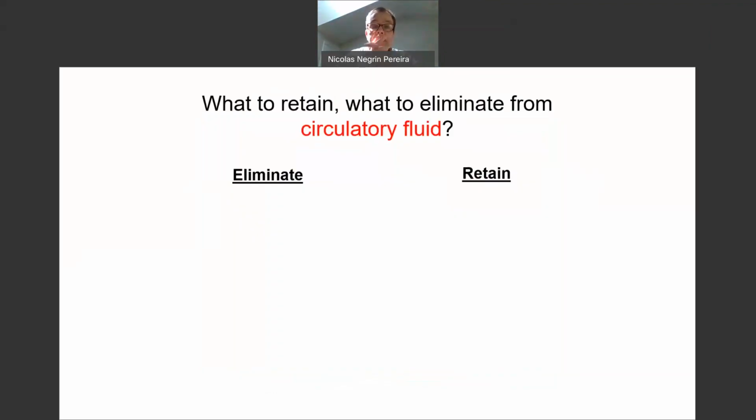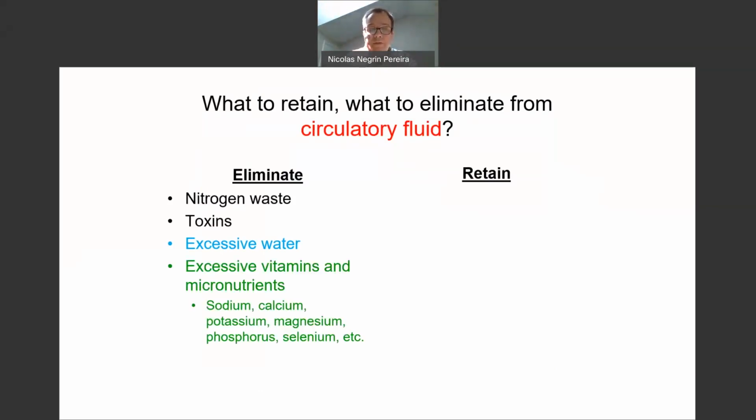Now, what do we need to retain and what do we need to eliminate from the circulatory fluid during normal metabolism and homeostasis of an individual? Well, we need to eliminate, as we saw, nitrogen, toxins, and excessive water, in the case of an excess of water or, for example, high blood volume, as well as the excess of vitamins and micronutrients. Once we are covering the normal requirements of the animal, the animal is going to get rid of the surplus of sodium, calcium, potassium, magnesium, phosphorus, and selenium.